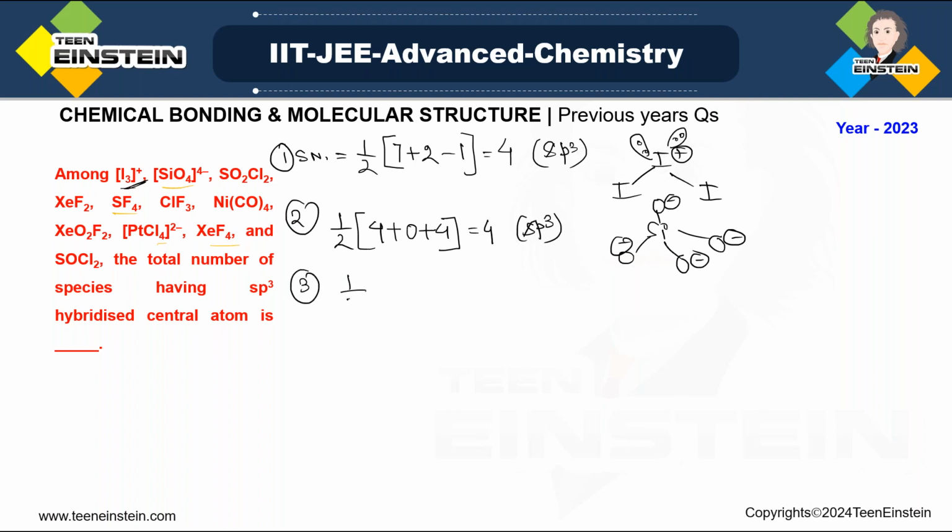Now for SO2Cl2, sulfur is the central atom, 6 is the valence electrons, oxygen is not considered as monovalent, 2 chlorines you have to consider, there is no charge. Again you are getting sp3.